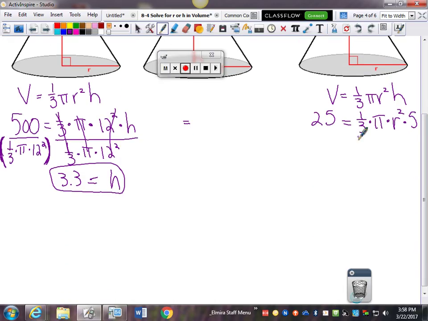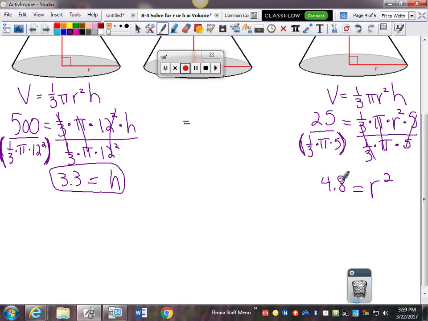Okay, still same procedure. Divide both sides by 1/3 pi and 5. All the things that are numbers. Use your parentheses. And you're bringing down r squared. Typing in 25 divided by parenthesis 1 ABC 3 times pi times 5. Close parenthesis. And I get 4.8.